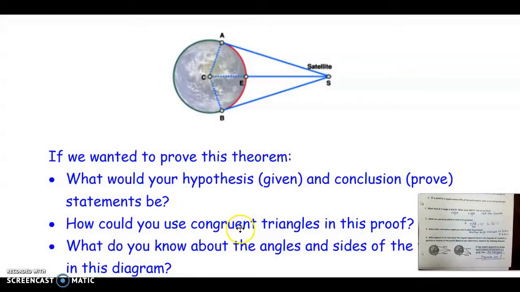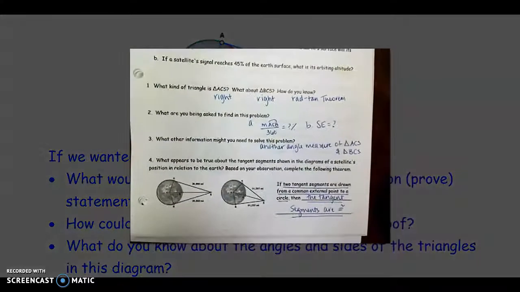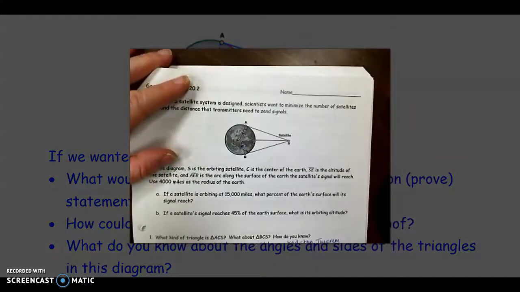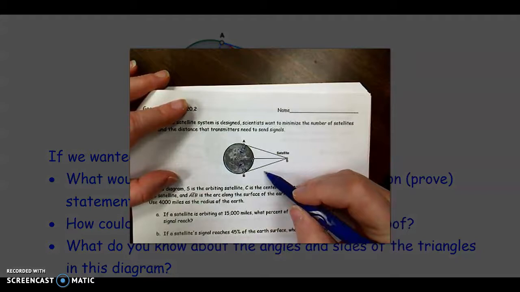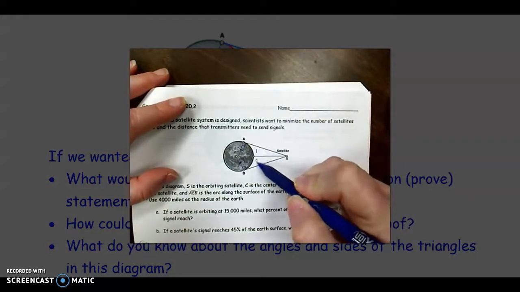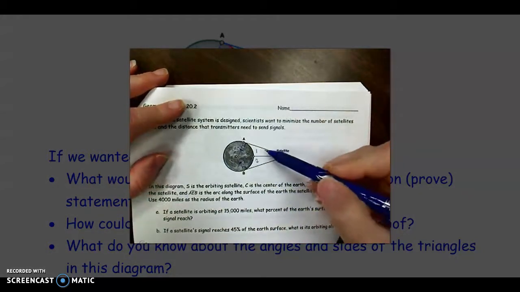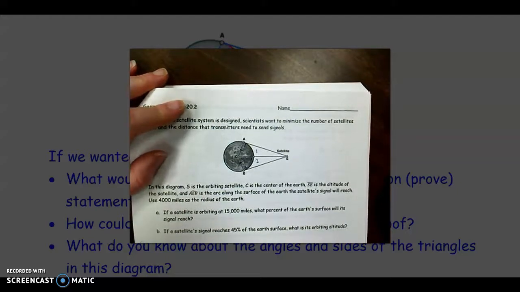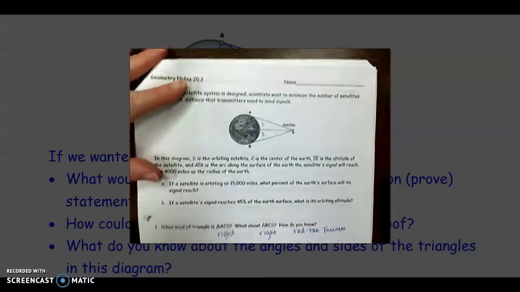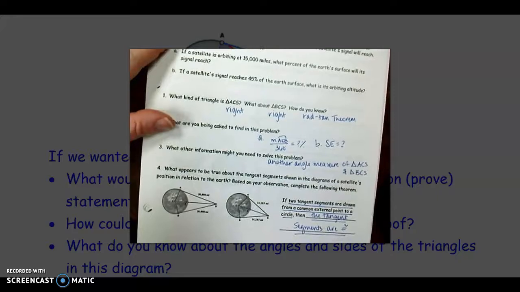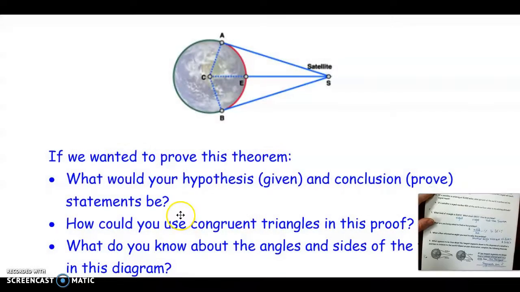Our next question says, how could we use congruent triangles in this proof? So if I wanted to prove that the tangents are congruent to each other, I could prove that these two triangles are congruent. And then, by CPCTC, prove that that means the tangents are congruent to each other. They are simply corresponding parts of those congruent triangles.